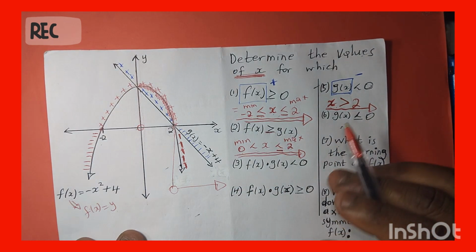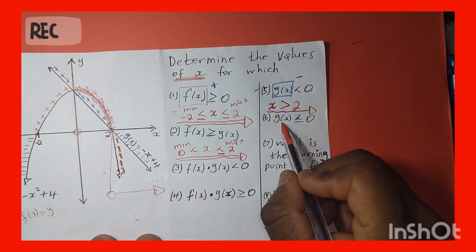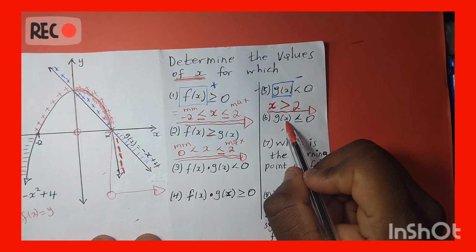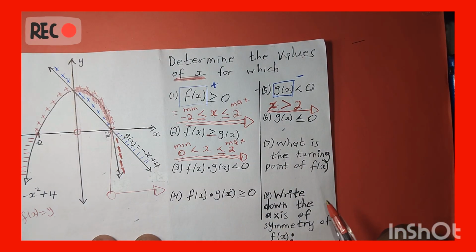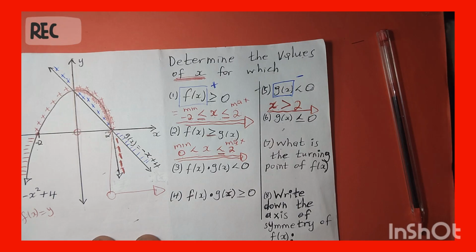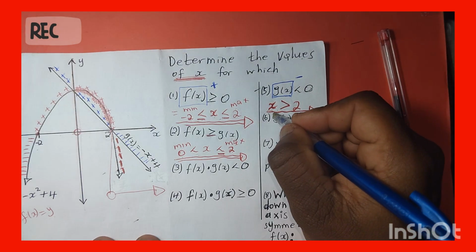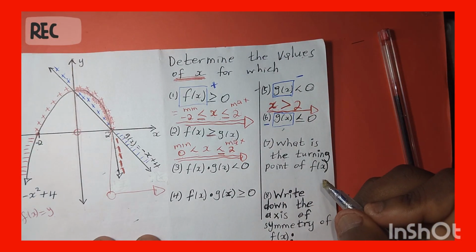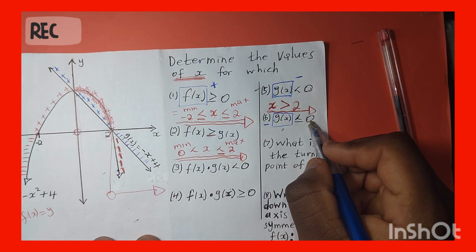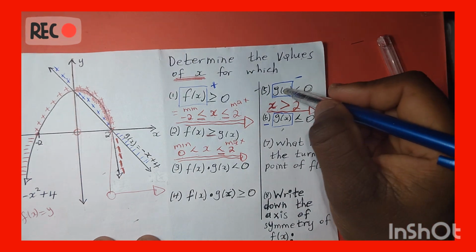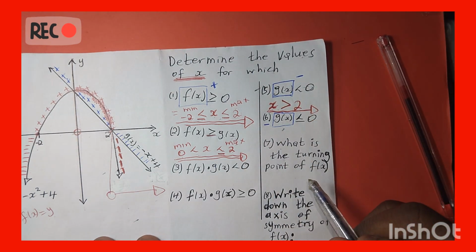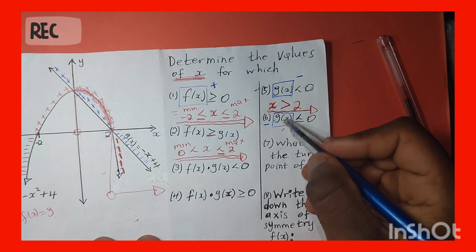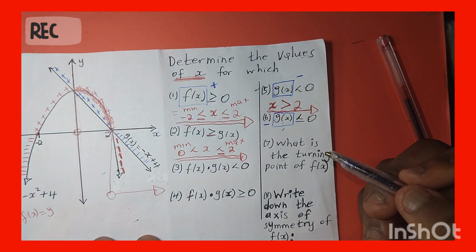Do you see? Yeah. So let me also answer this one, which says that g of x is less than 0. Something that is less than 0, guys, I told you, means it's negative. Even here, I indicated that it's less than 0. This question and that one are still one and the same.